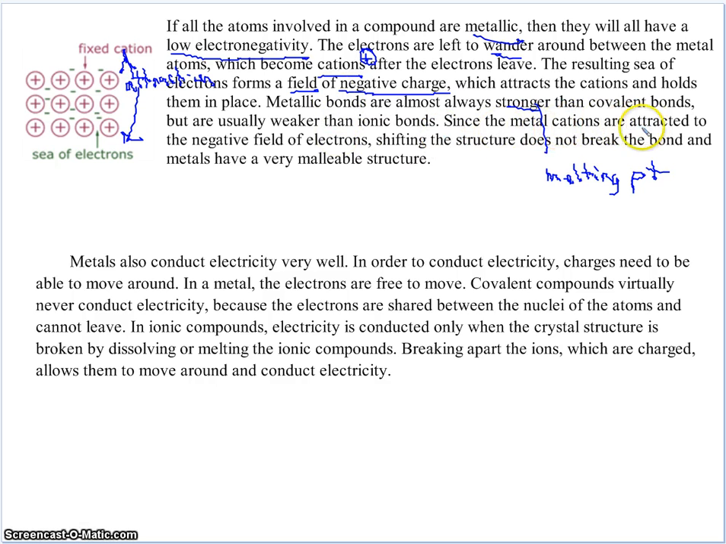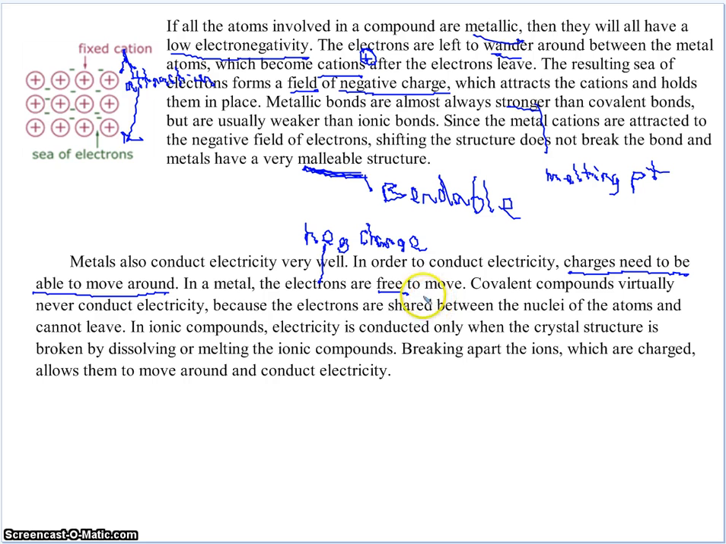Since the metal cations are attracted to the negative field of electrons, shifting the structure does not break the bond, and the metals have a very malleable structure. So malleable, I know that means bendable. Okay, last one. Metals also conduct electricity very well. In order to conduct electricity, charges need to be able to move around. It seems important. In a metal, the electrons are free to move, and electrons have a negative charge. So they can conduct electricity then.